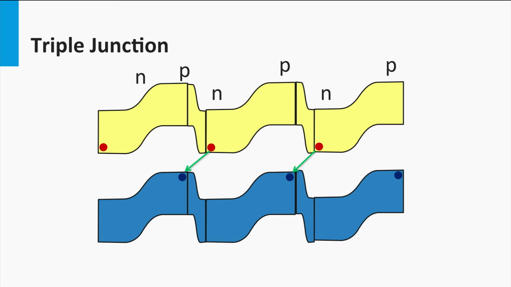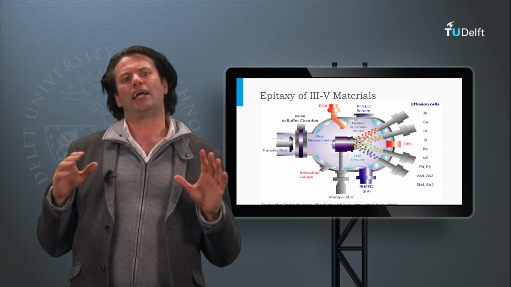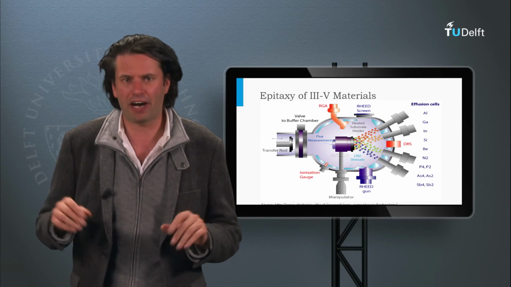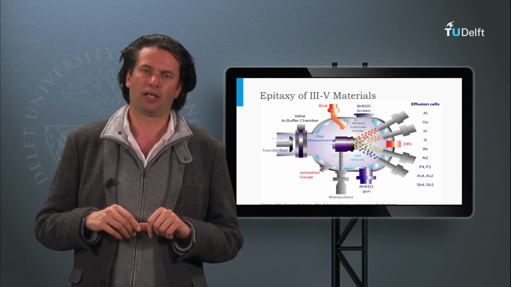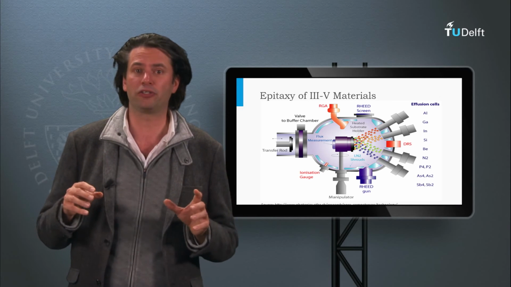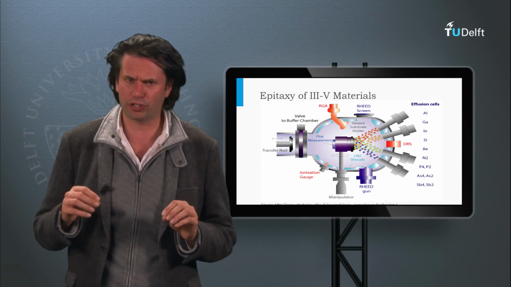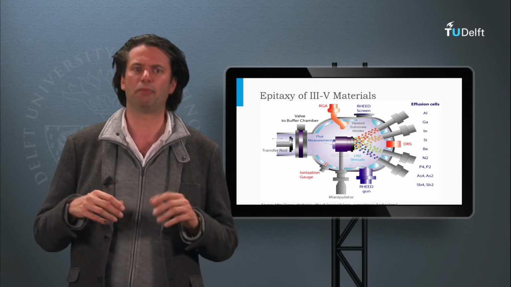This demonstrates that the recombination current at the tunnel junctions represents the current density of the triple junction. The cell producing the lowest current will determine the current density of the cell, just like we expected for series connected cells. Let's move to the processing of 3-5 semiconductor materials. High quality 3-5 semiconductor materials can be deposited using epitaxy deposition methods.